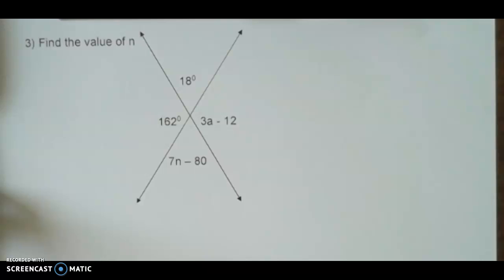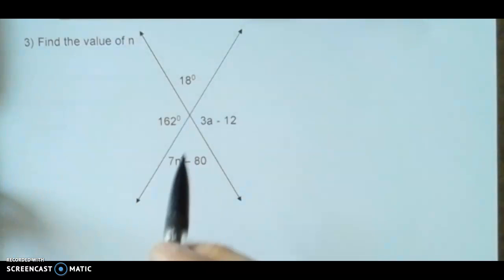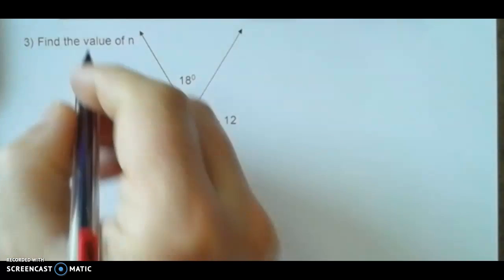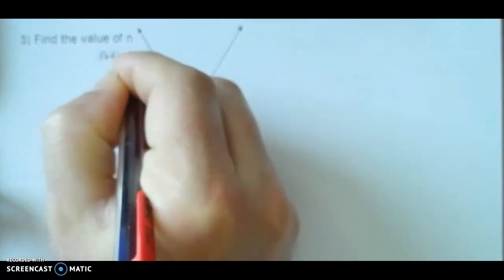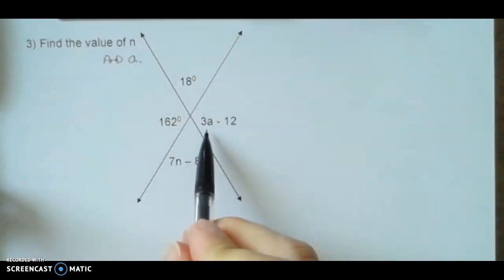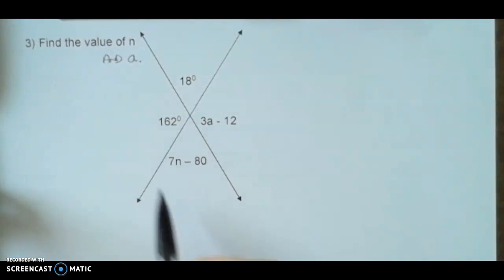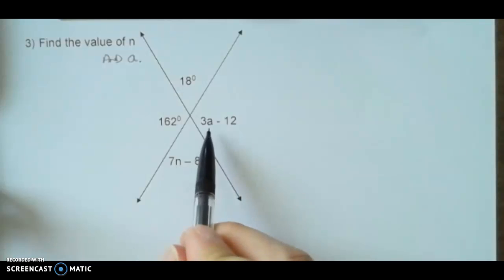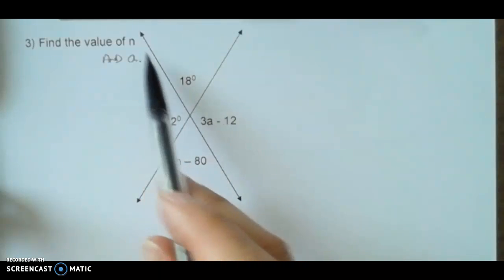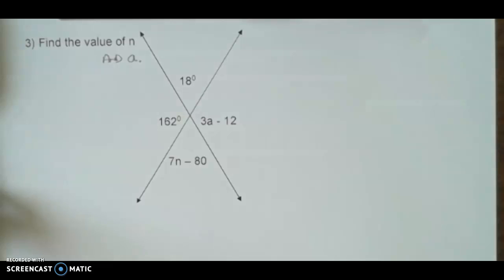In my next picture, I need to find the value of n, which is right here, and the value of a. I have the variable a in this angle right here. When I look at this picture, I see two lines that intersect, and when I see intersecting lines and I'm talking about angles, I have to think about vertical angles. Remember, vertical angles are angles that are on opposite sides of the point of intersection, and vertical angles are congruent, or equal to each other.